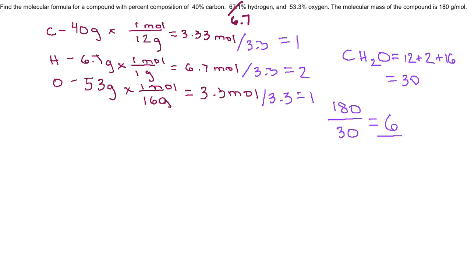Okay? So then what you end up getting for your molecular formula is just C6H12O6. And you're done. That's your molecular formula.